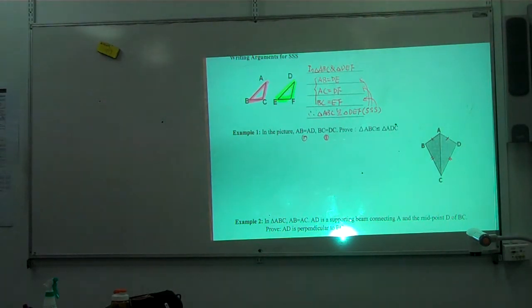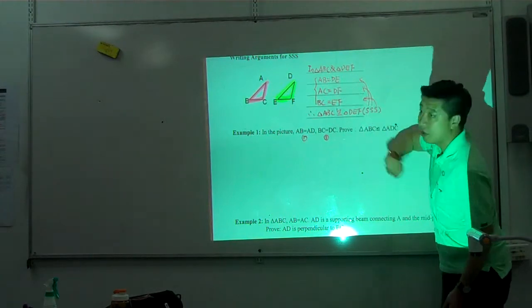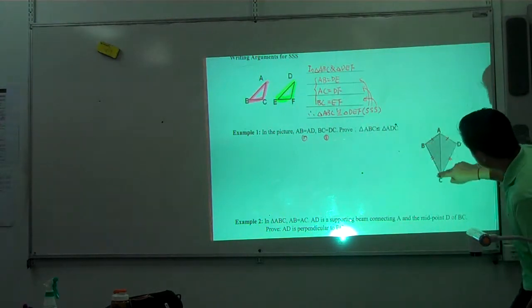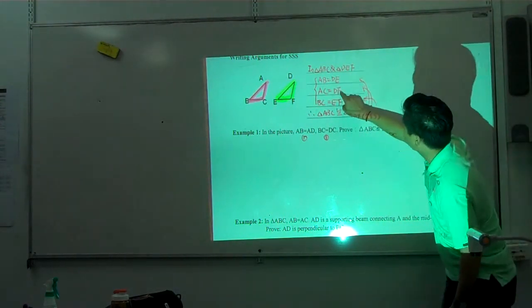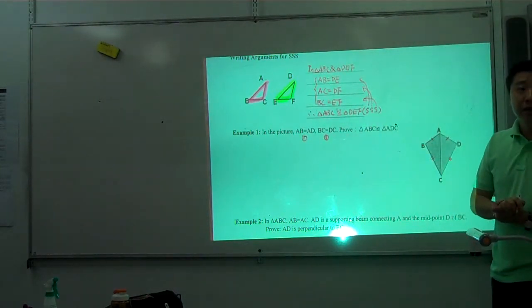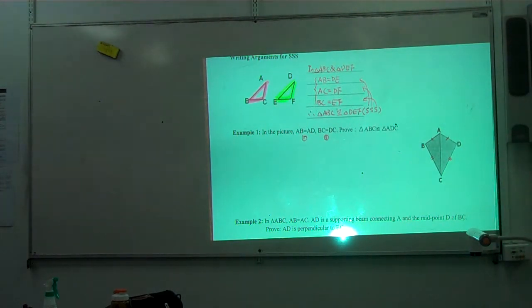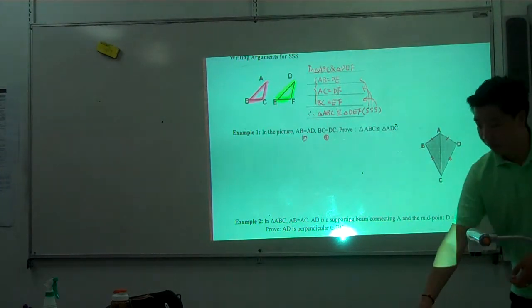Common. What can I write? You are given AB equals AD. You have to write something equals something. And then you are given BC equals DC. I can write that here. How can I write my third paragraph? AC equals AC. Why? He said AC equals AC. Why can we write that? Some people say AC equals CA. Which one is correct? Both.